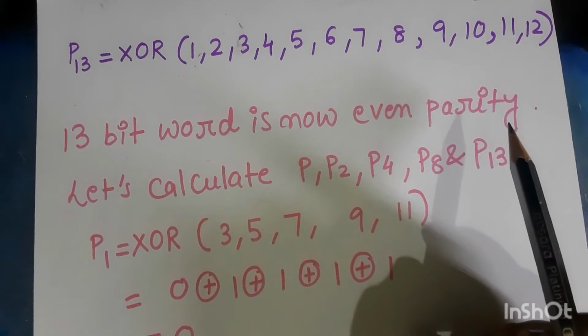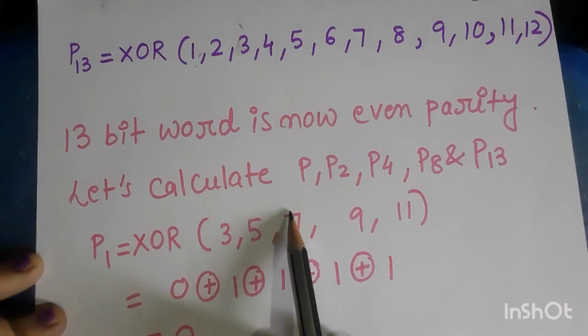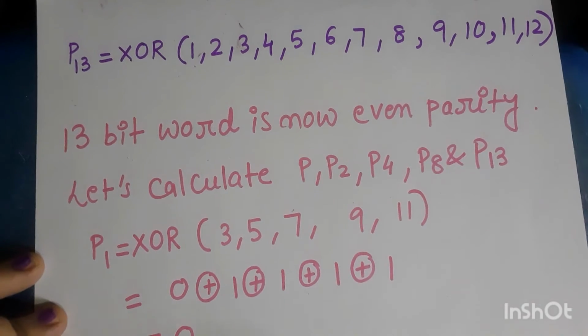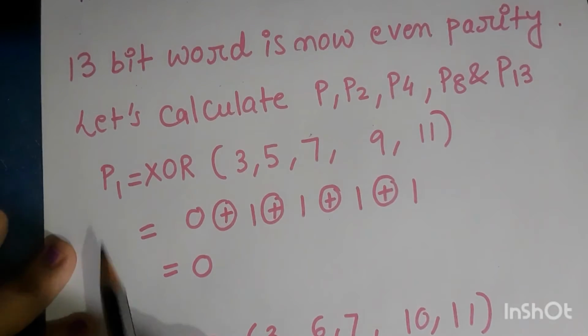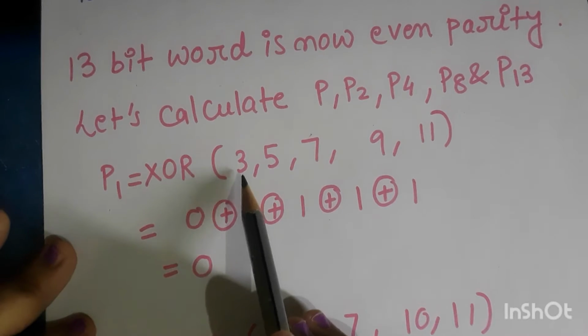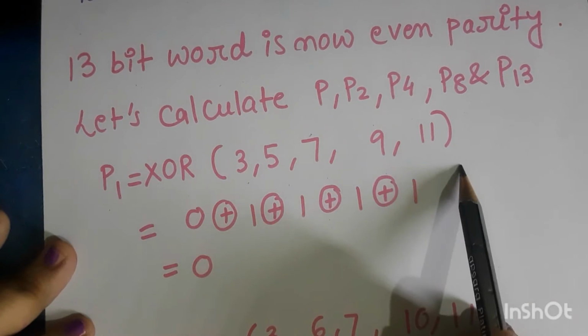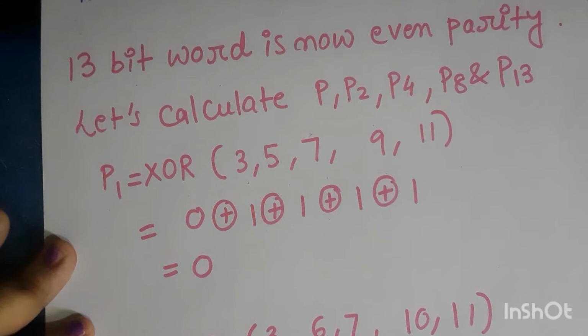Now we have to calculate the value of P1, P2, P4, P8 and P13. P1 is the XOR of 3rd bit, 5th bit, 7th bit, 9th bit and 11th bit. We learned all about P1, P2, P4, P8 in my previous Hamming code videos. You can please refer to them.